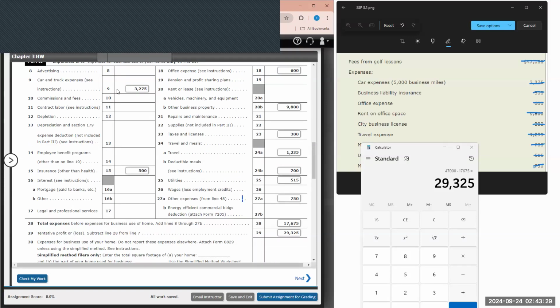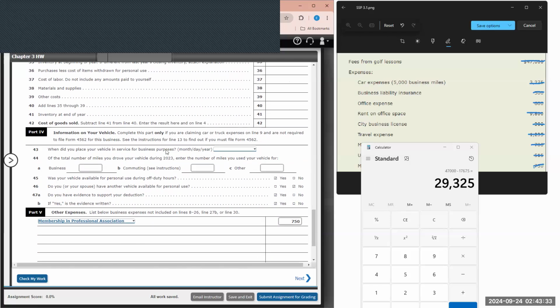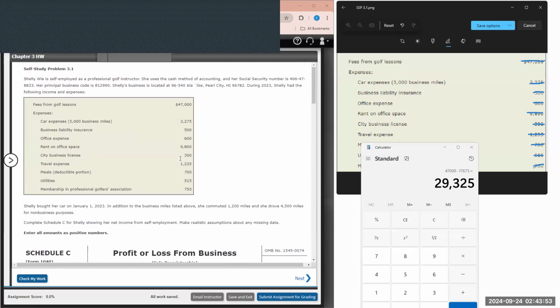All right, so one key thing to keep in mind with our car and truck expenses, right? This information would be input here. So that 3,275, this would be input, and then that 3,275 would transfer there. We obviously just kind of did the reverse since we were already on the form. So just keep that in mind. So when did you place your vehicle in service for business purposes? If we scroll to the top, it lets us know she bought her car January 1st, 2023.